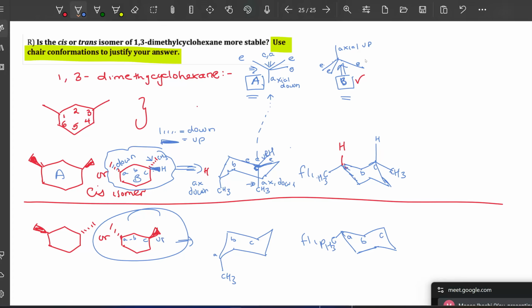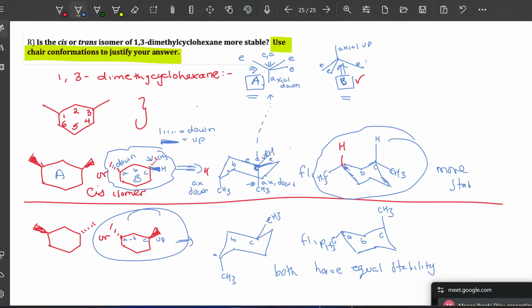C means up. This is up. So I'm looking at case A. I'm missing an equatorial here going up. That's the CH3. Here, I have to maintain up. It's gonna go here. So both of these have equal stability. Why? One axial, one equatorial, and it's the same group. But here, this will be the most stable, because both methyl groups are equatorial. Exactly. Okay, that makes a lot more sense now.